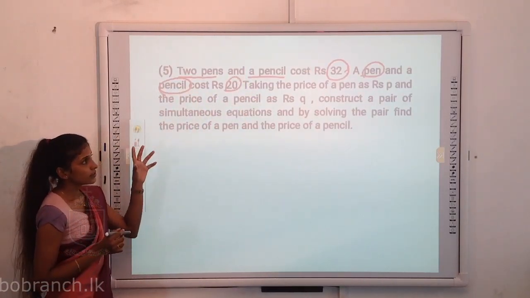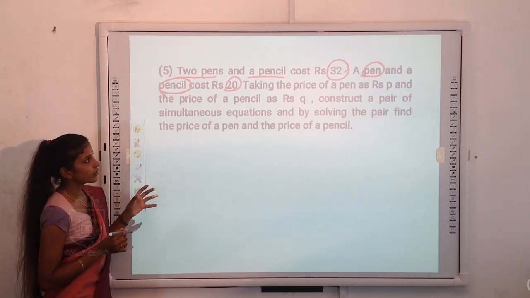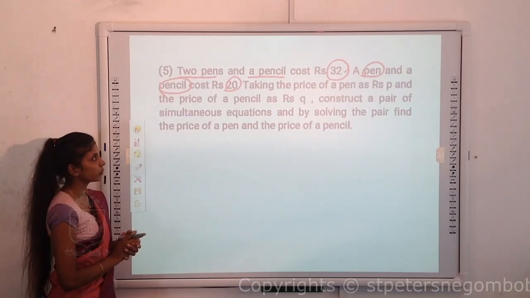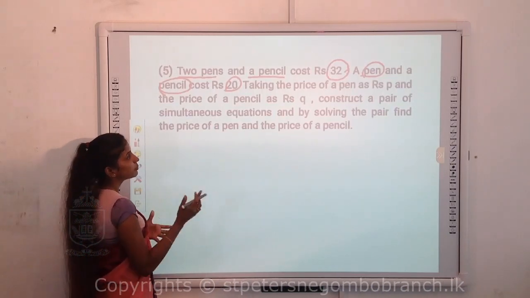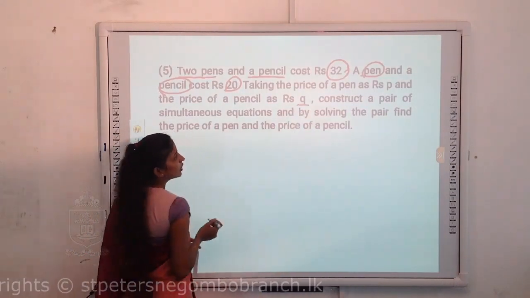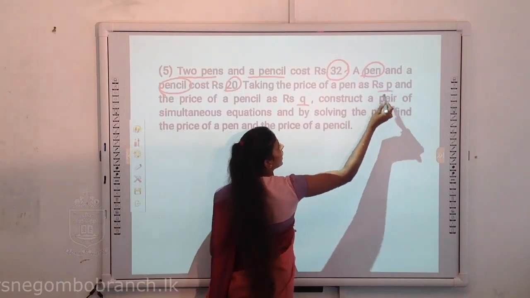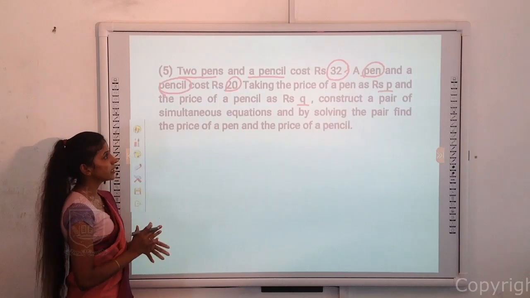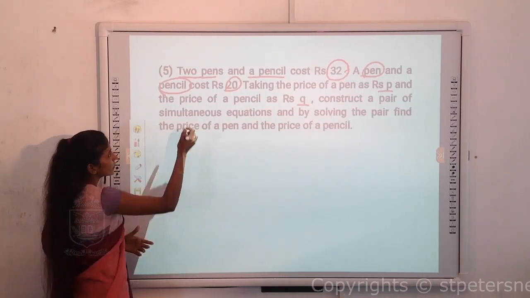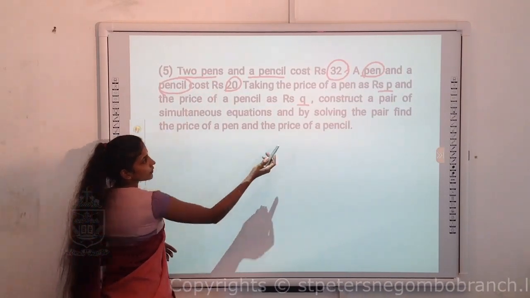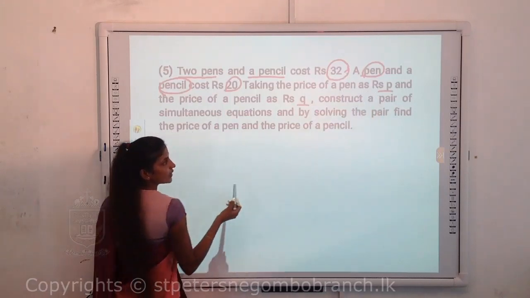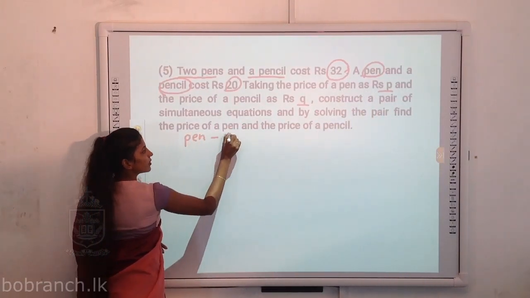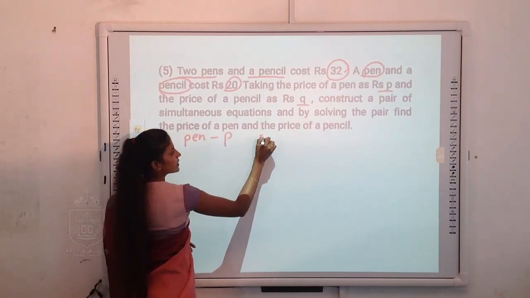So using these two incidents, you have to make two equations, two simultaneous equations. So in here you have to consider the price of pencil as Q and the price of pen as P. So let's see how we can construct simultaneous equations here. 2 pens are there. Pen price is taken as P. Pencil price is taken as Q.